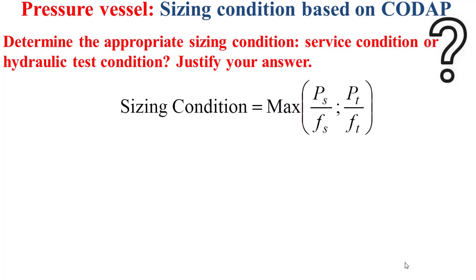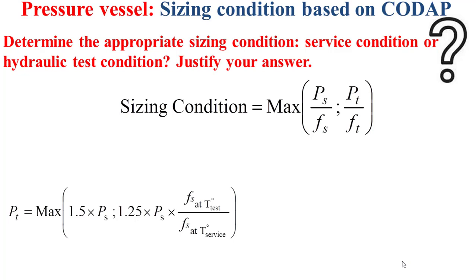But practically, we have to use this formula, which states that the sizing condition, service condition or hydraulic test condition, is defined by the maximum between PS divided by Fs and PT divided by Ft. Of course, PS here refers to the service pressure. Fs is the maximum allowable stress associated to the service. Pt is the test pressure, and Ft is the maximum allowable stress associated to the test.